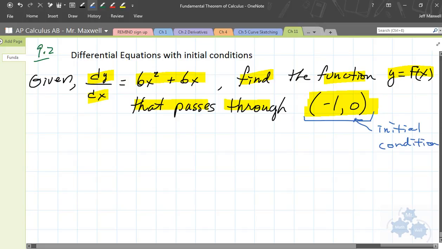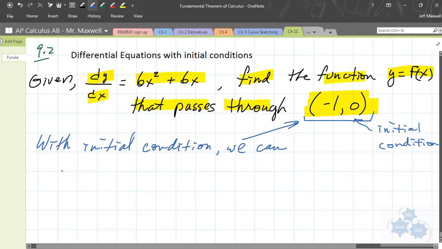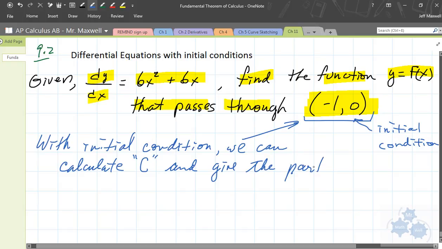And this is going to help us determine what C is. All right? So with the initial condition of the fact that the function passes through this point, we can calculate C and give the particular antiderivative, not the general one. We can give the particular integral or antiderivative, okay?